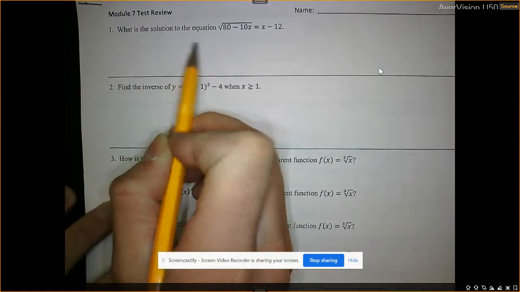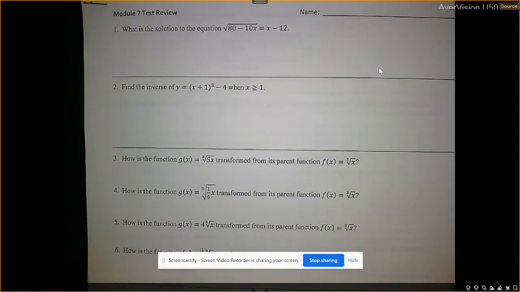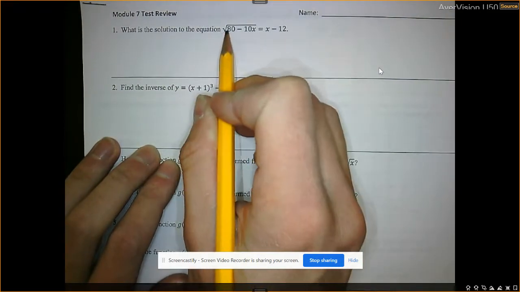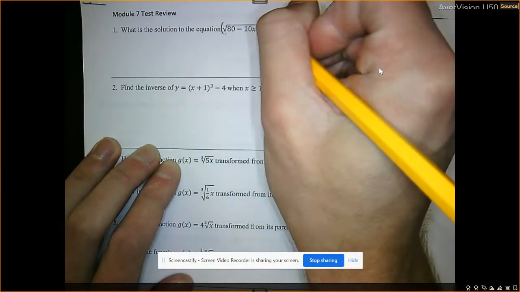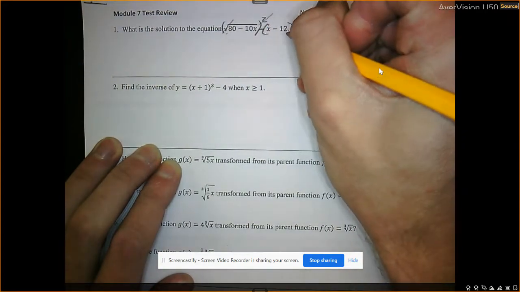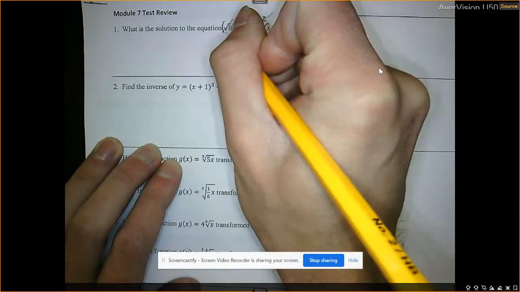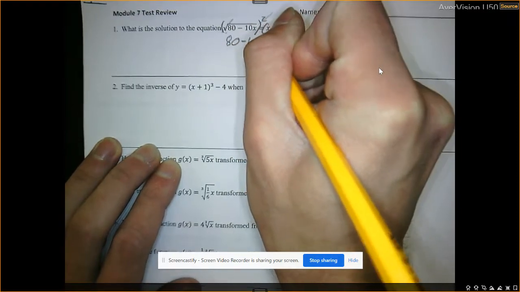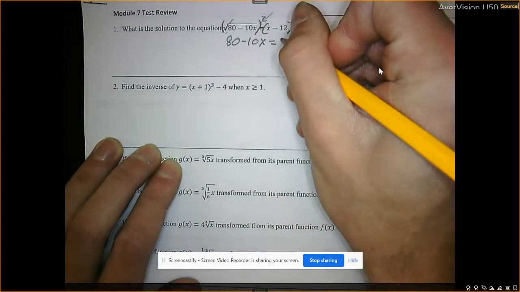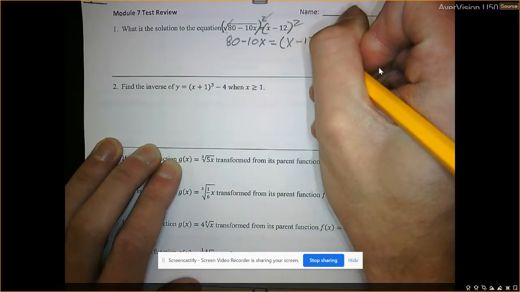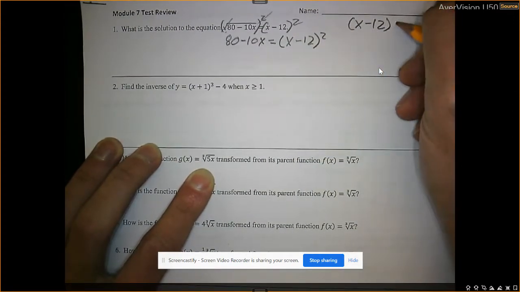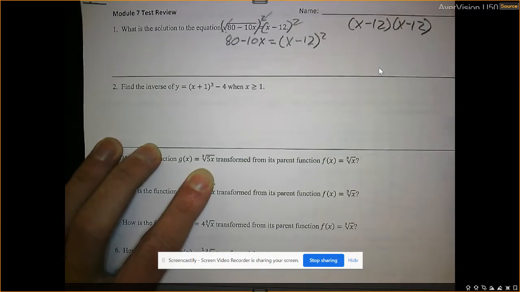All right, so first one: what is the solution to the equation square root of 80 minus 10x equals x minus 12? If we're going to solve this, we want to get rid of this square root. How do you do that? You need to square it. That's what gets that to cancel, and what I do to one side, I always have to do to the other. That leaves me with just 80 minus 10x here, because the root and the exponent of 2 cancel each other. Then I have x minus 12 squared over here. But x minus 12 squared means x minus 12 times x minus 12, so I have to FOIL that out.